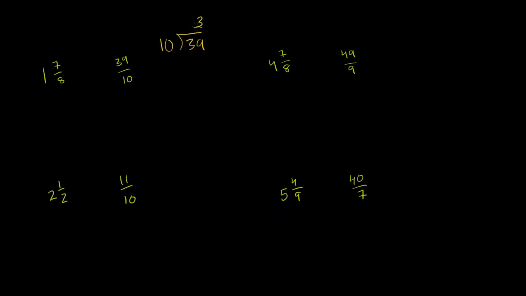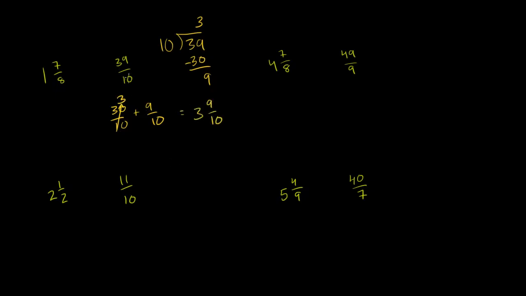3 times 10, and you want to find the largest number of times 10 goes into this without going over. So you couldn't write a 4 over here, because then that would be 40. That would go over 39. 3 times 10 is 30, and then you have a remainder of 9. So you could rewrite this expression. Instead of 39 over 10, you could write it as 30 over 10 plus 9 over 10. And 30 over 10 is just 3. So this is equal to 3 and 9 tenths.